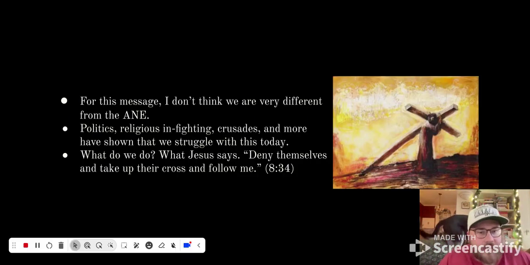And we have that struggle still today. People want religious power within the government. But would Jesus want that? That's a great question.